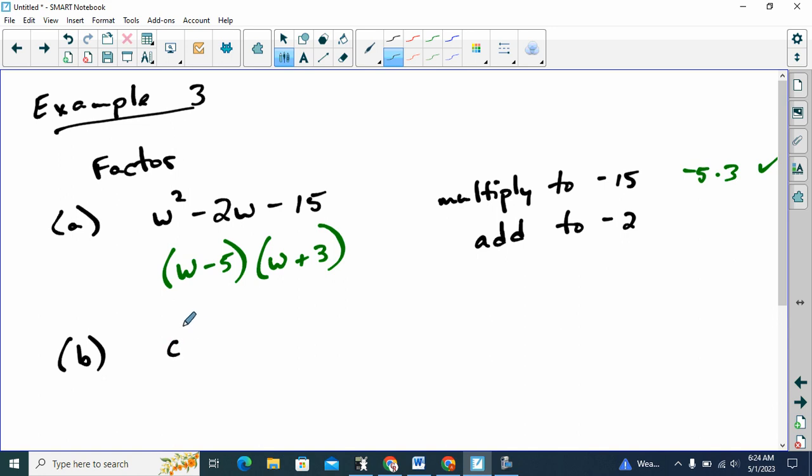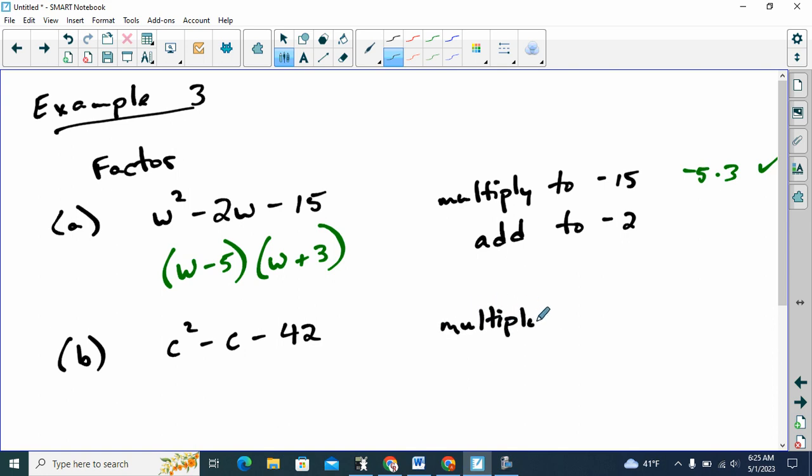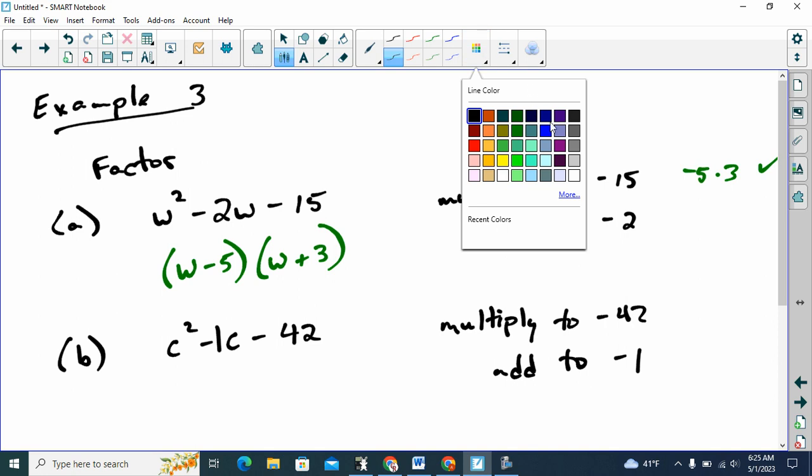Part B, let's go c squared minus c minus 42. Here we're looking for numbers. Those numbers need to multiply to negative 42, and they need to add to what? I don't have a number here. Remember, if there's no number written, it's understood to be a coefficient of negative 1 in this case, or if it's plus, positive 1. Multiply to negative 42 and add up to negative 1.